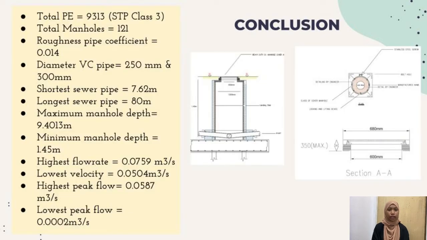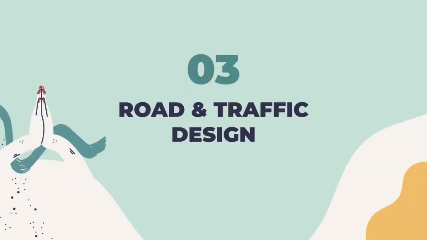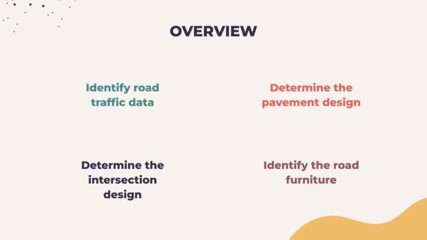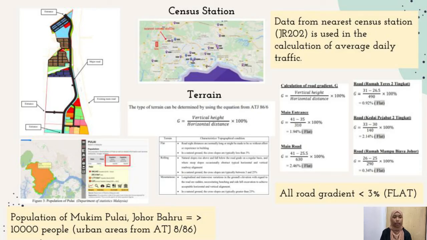For the conclusion of the sewerage design, this is the drawing for the manhole and also the manhole cover. The third one is road and traffic design. This is the overview of the design. First of all, to identify the traffic road data, we must know number 1, the population, number 2, the census station, and number 3, the terrain.